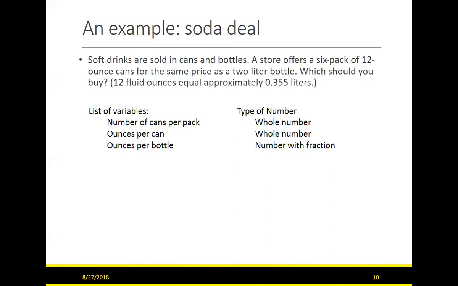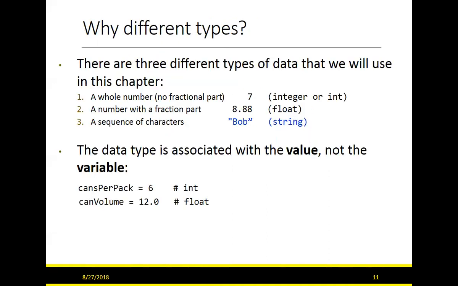So you can very easily write programs to calculate different things. Okay. When working with numbers, there are a couple of different types. We have a whole number, or an integer, like a 7. It's a complete number, no decimal places whatsoever. Now we have a fractional part, like 8.88. This is known as a float or a double. Either way will work. Then we have a string, which is a sequence of characters like Bob. We are case sensitive here, so remember that.